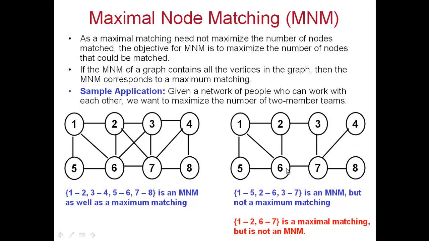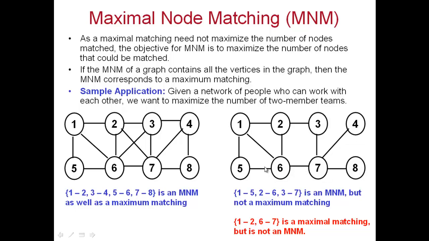Whereas for this graph over here, this is what we could come up with as a maximal node matching. You can see here this is a graph of 8 vertices, but only 6 vertices are matched. So the percentage of matching is 6 over 8, which is 75%. So this is not a maximum matching because every vertex is not matched to something else.